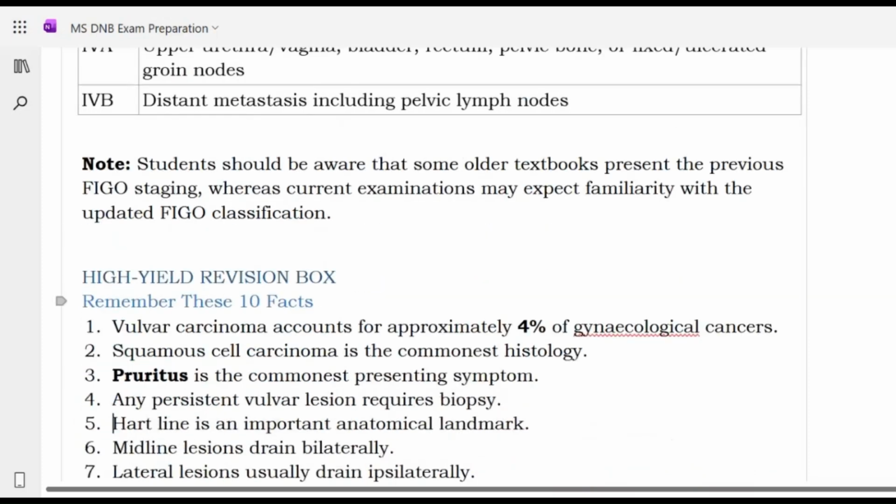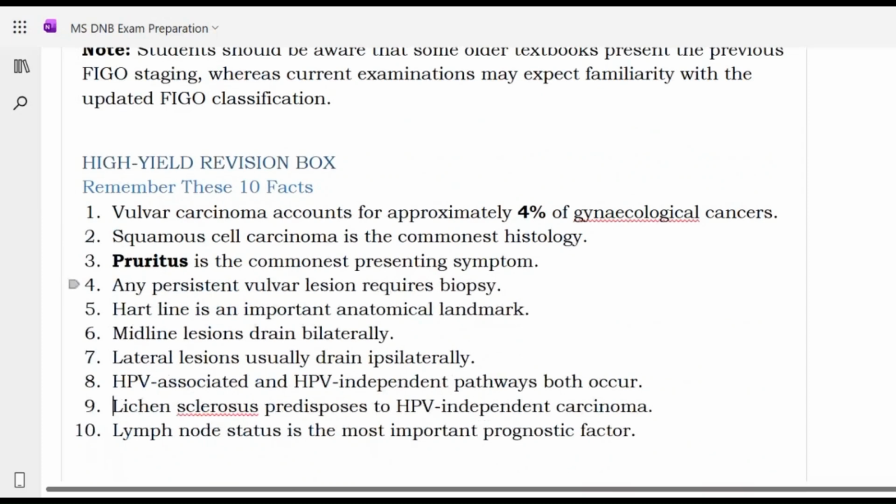Okay, now coming to the important points to remember. So vulval carcinoma accounts for approximately 4% of gynecological cancers. Squamous cell carcinoma is the commonest histology. Pruritus is the commonest presenting symptom. Any persistent vulvar lesion will require a biopsy. Hart's line is an important anatomical landmark. Midline lesions drain bilaterally. Lateral lesions usually drain ipsilaterally. HPV-associated and HPV-independent pathways both occur. We have seen both the pathogenesis. Then lichen sclerosus predisposes to HPV-independent carcinoma, and lymph node status is the most important prognostic factor.